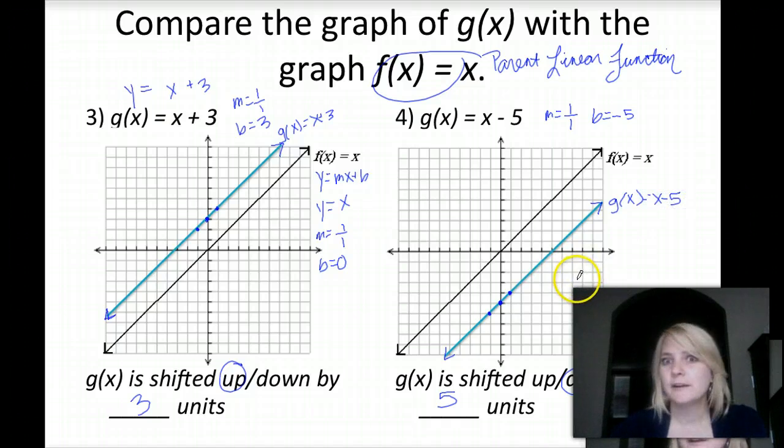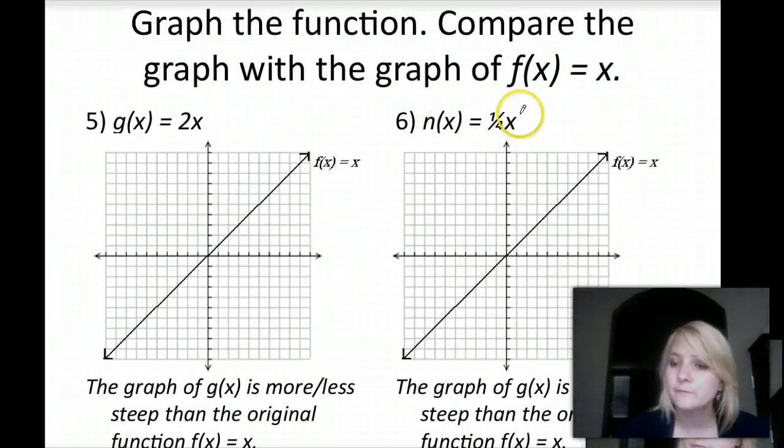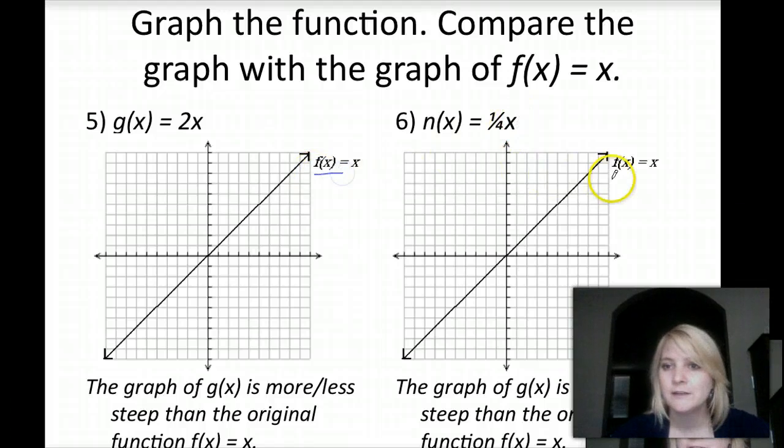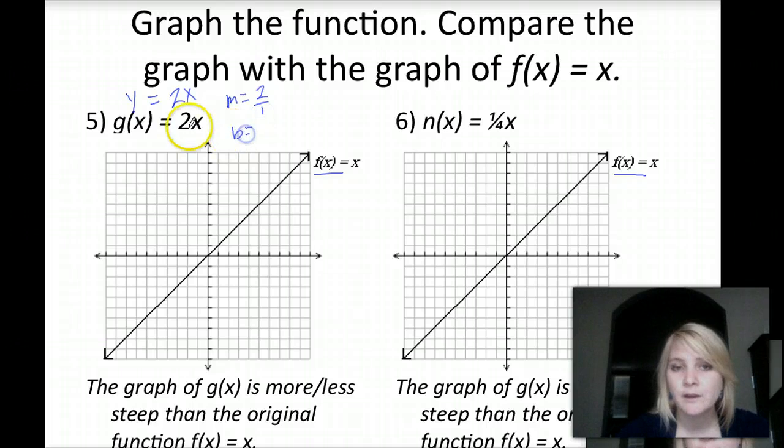Alright, now let's take a look at some more function notation. We're still going to be comparing the graph, the parent linear function graph of f of x equals x, and once again that's graphed in black on both of our graphs. So this first one we have g of x equals 2x. Now once again in function notation, that g of x is that y value. So our slope here is 2 over 1, and our y-intercept, the constant that's being added or subtracted here, is 0. So our y-intercept is at the origin.